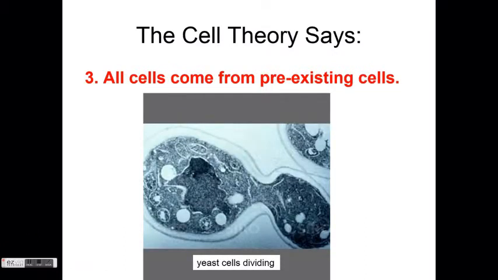And the last part of the cell theory says that all cells come from pre-existing cells. You will learn how more when we talk about mitosis and meiosis. But basically, the way cells are formed is that you have a cell that divides and then you have 2 cells. But a cell has to have a parent cell. It always has to come from a pre-existing cell.